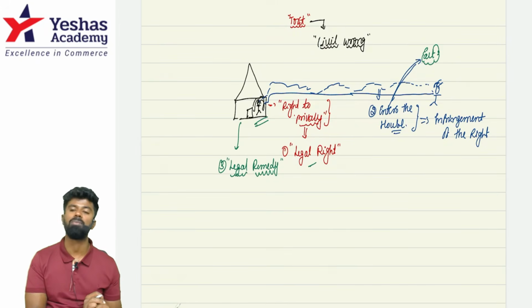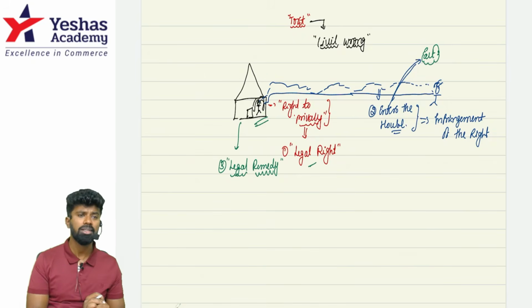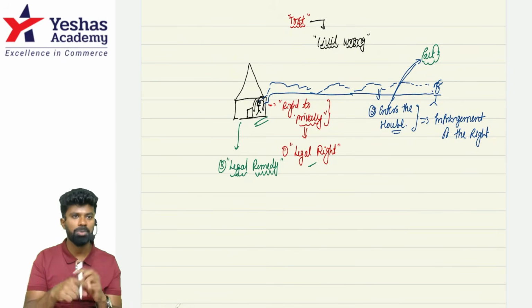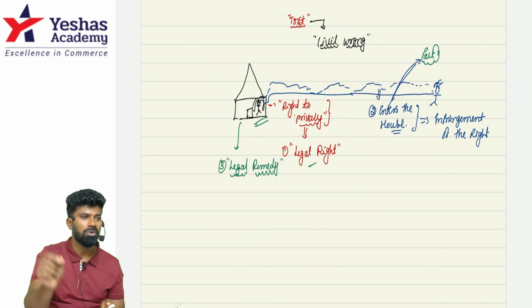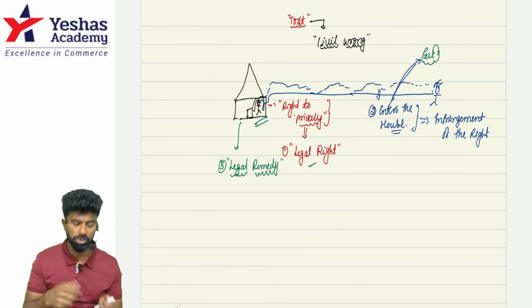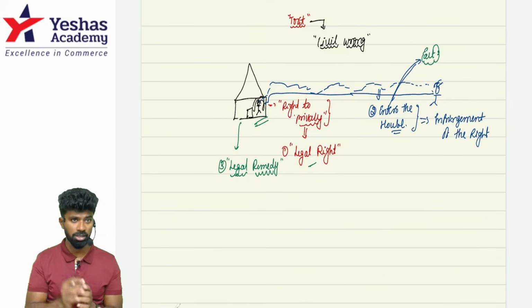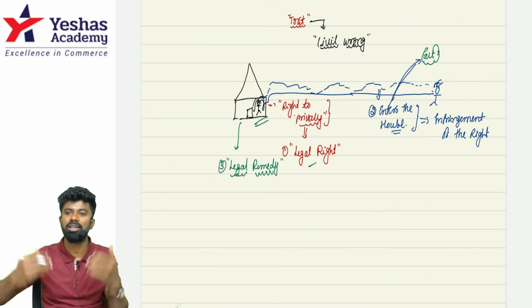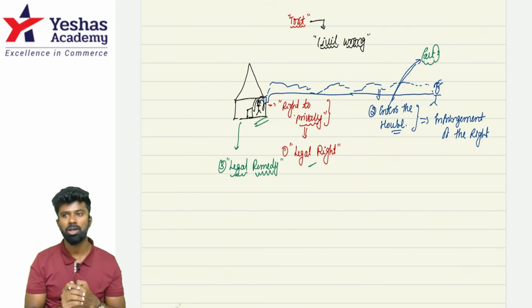We know that where there is a right, there is a remedy: ubi jus ibi remedium. A right without a remedy is of no use. So she has a right to privacy, and somebody has invaded her privacy. Now she has the right to file a case against him for recovery of the compensation.